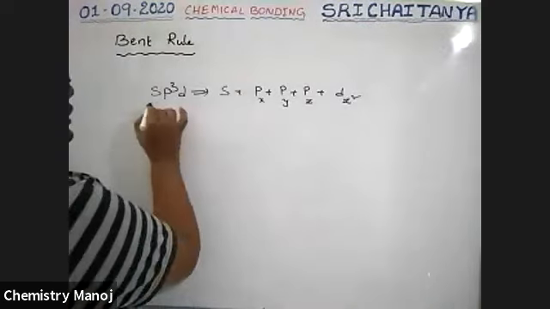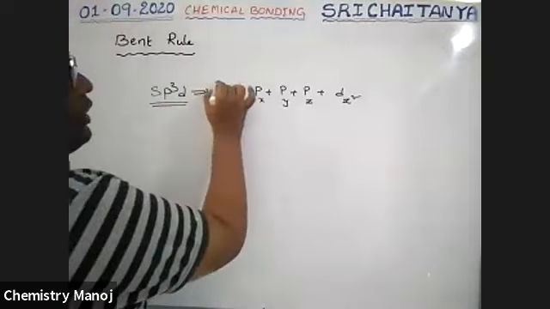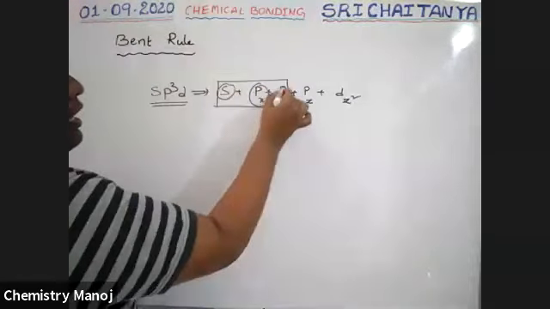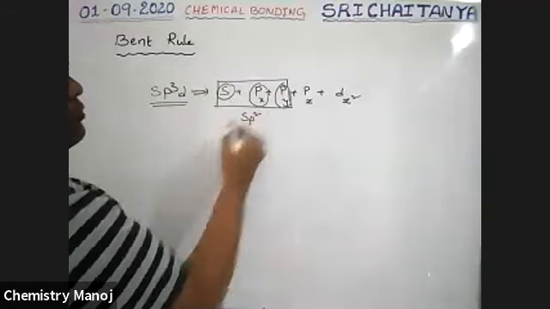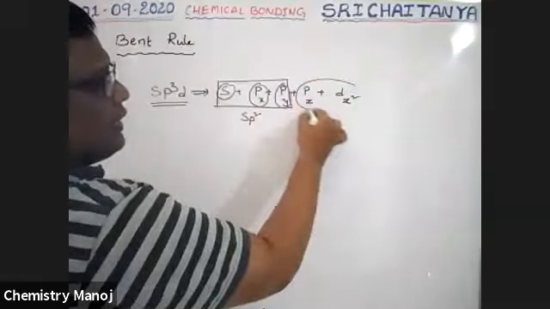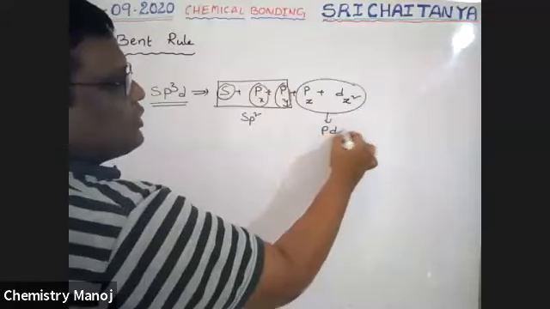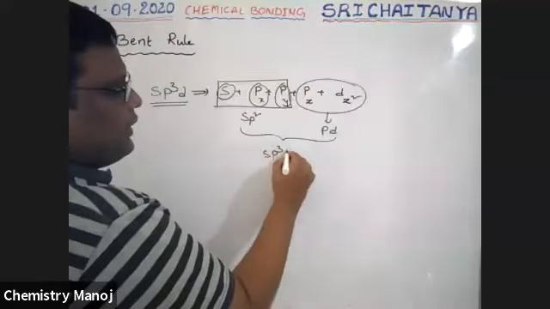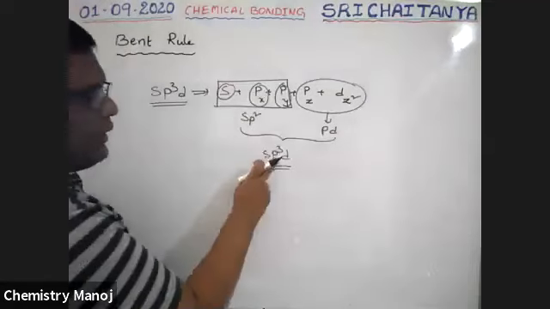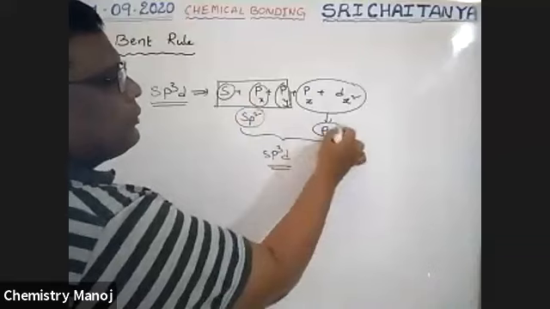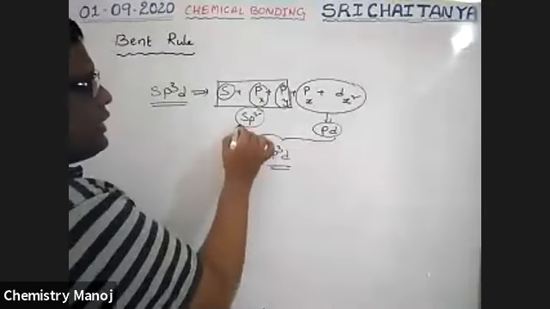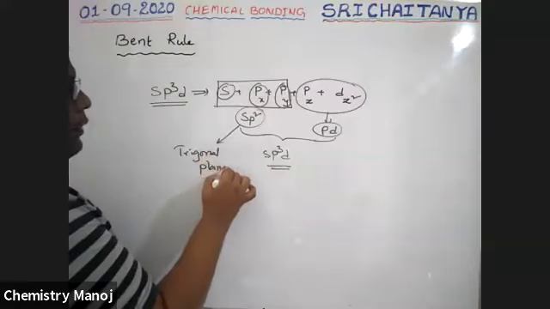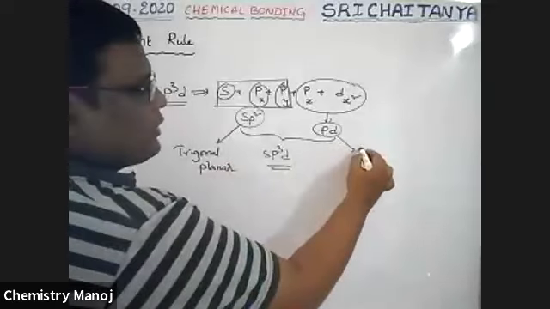Boys, this sp3d combination is the combination of sp2, that is the s orbital, px orbital, and py orbital combination. The pz orbital and dz square orbital combination is taken as a pd combination. These two combinations are called the sp3d combination. sp3d is the combination of sp2 and pd. So this sp2 gives trigonal planar shape. This pd combination gives a linear shape.